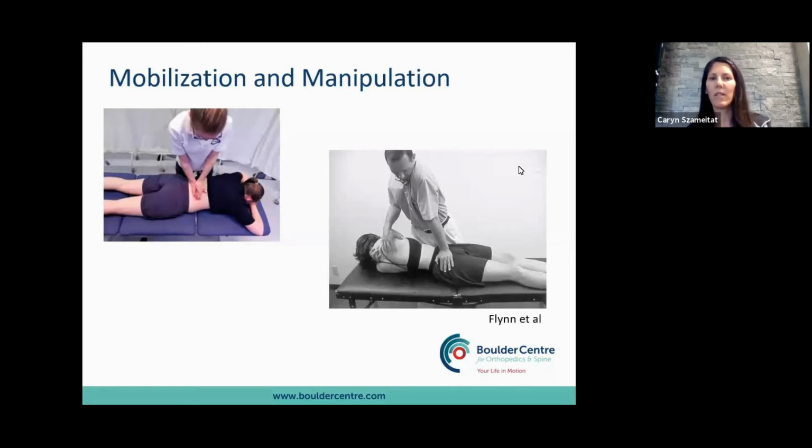These treatments have really been shown to help with pain modulation, so reducing your levels of pain. And for that reason, they really are best combined with more active treatments, which we are going to get into.